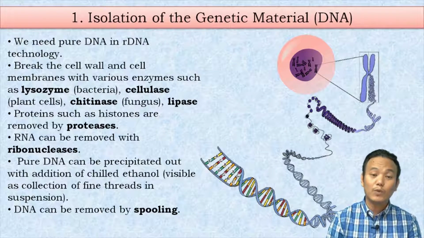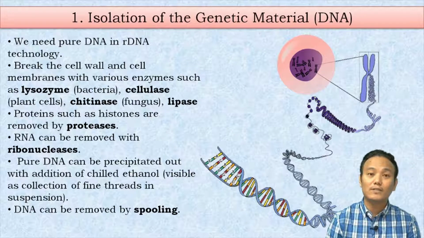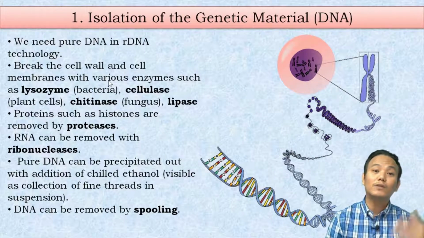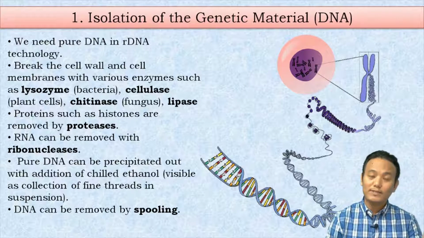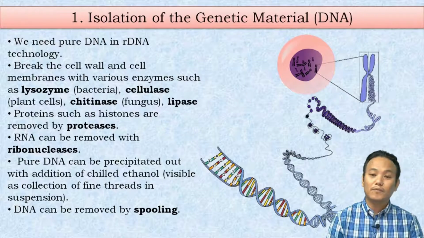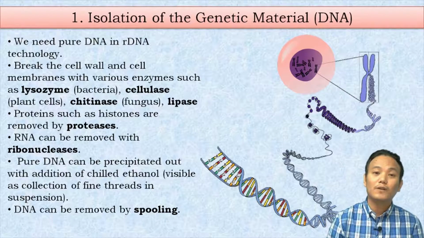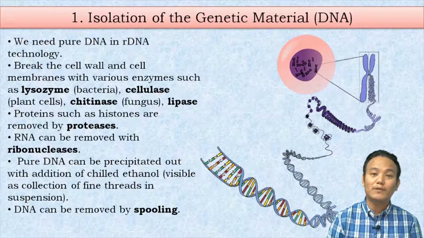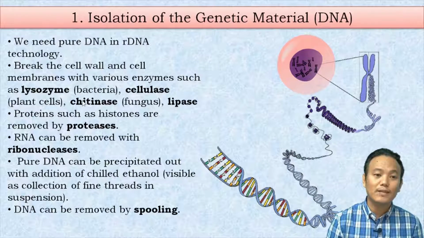And then we also have some cells which have a cell wall, like plant cells, bacterial cells, and fungal cells. So we need to break open the cell wall as well. So how do we break open the cell wall, cell membrane and then nuclear membrane? That can be done by using different enzymes which can digest the components of the cell wall and cell membrane. So we have different enzymes like lysozyme, cellulase, chitinase, and lipase.